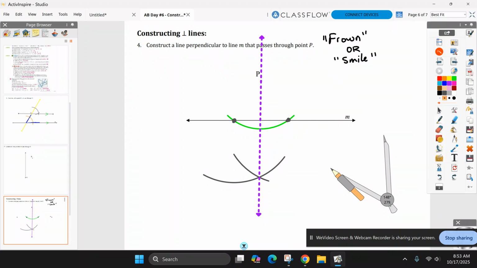We haven't done this since Unit 2, but make it official. If they are perpendicular, what symbol can I put on here? Connor? The box, yep, the square shows it's 90 degrees. Okay.